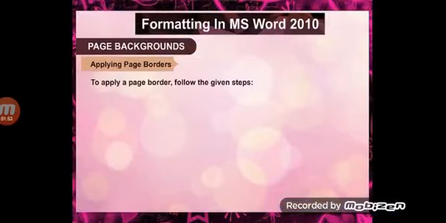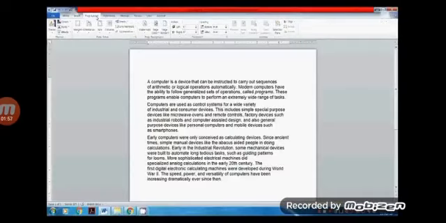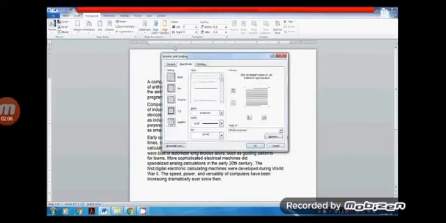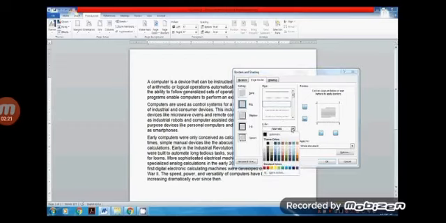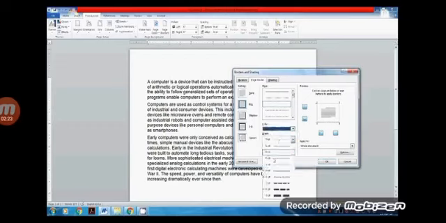Applying page border. To apply a page border, follow the given steps. In the Page Background group, on the Page Layout tab, click the Page Border. This will open the Borders and Shading dialog box with the Page Border tab selected. Select the setting, style, color, width and art of the border. Click on OK. The selected border will be applied to the page.